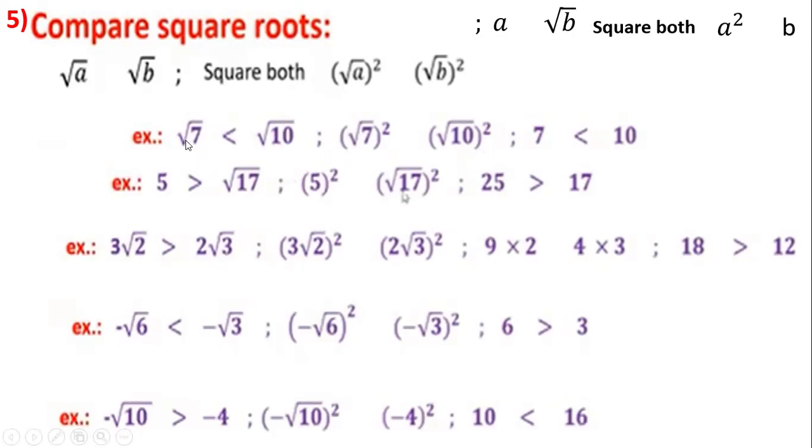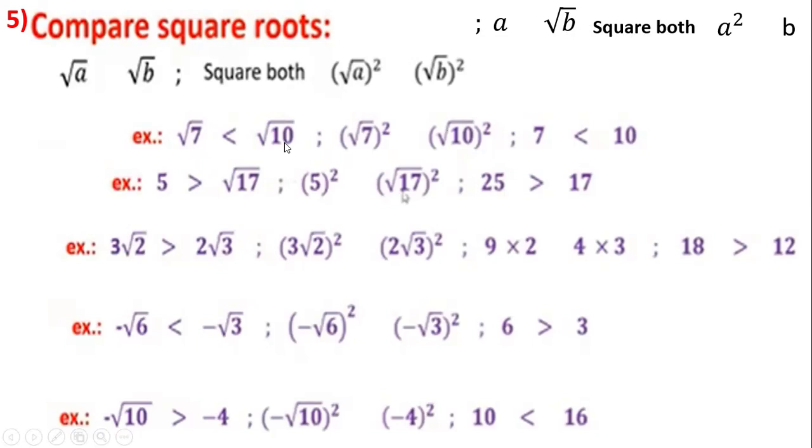As examples, I'm comparing radical 7 with radical 10. I square both. Radical 7 squared, radical 10 squared. The squared cancels the radical, it comes out as 7. The squared cancels the radical, it comes out as 10. 7 is less than 10. Then radical 7 is less than radical 10.